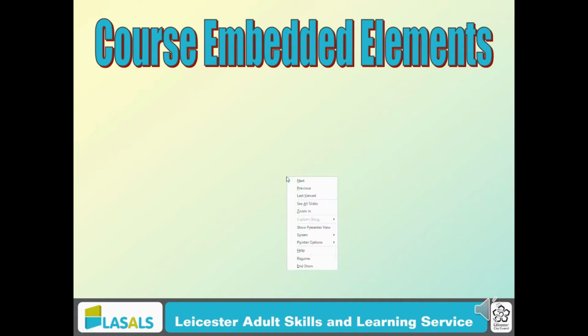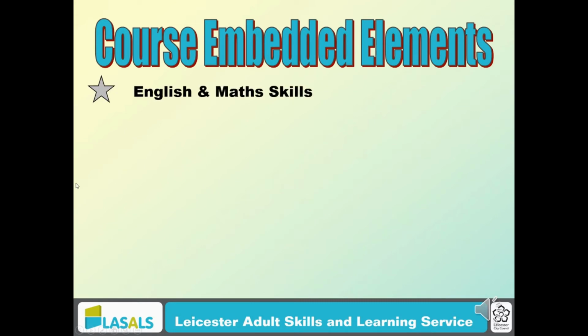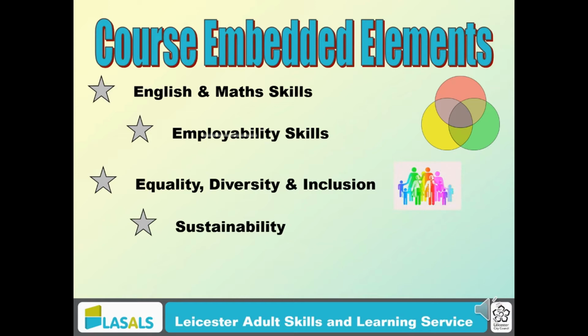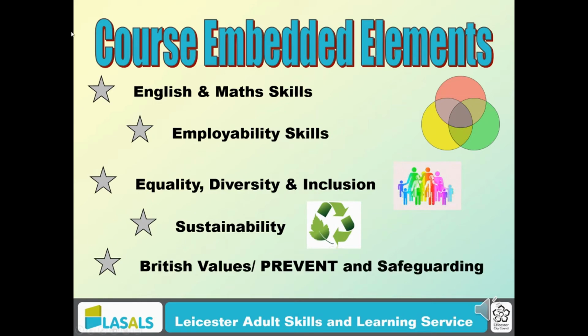Just a quick mention of the fact that all of our Skills for Work courses have a number of embedded elements, so that we cover and teach you things beyond just the IT that you've come to learn. So there's English and math skills that you'll develop through this course, employability skills to help you get a job or improve your career prospects. We talk to you about equality, diversity, inclusion, and making sure that you understand and are aware of those things, and that all of our courses and opportunities are inclusive as well.